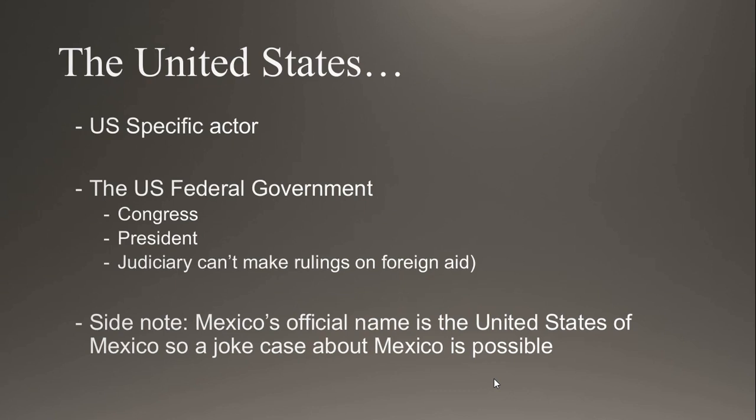All right, and a side note, this is a little joke, but Mexico's official name is the United States of Mexico. So you can make a joke case talking about how Mexico should offer military aid to authoritarian regimes, and that would have interesting interplay with the other neg cases.